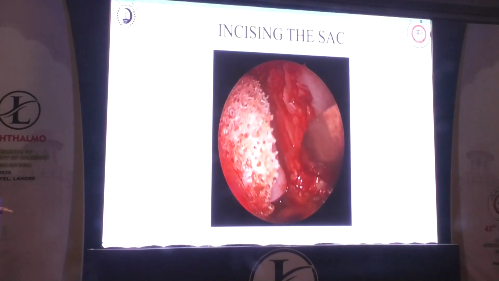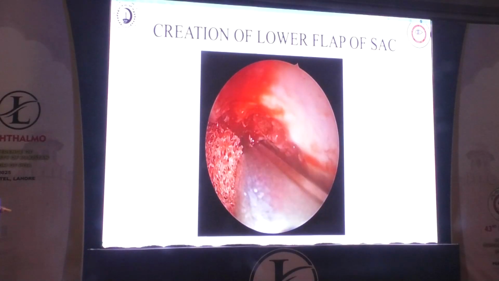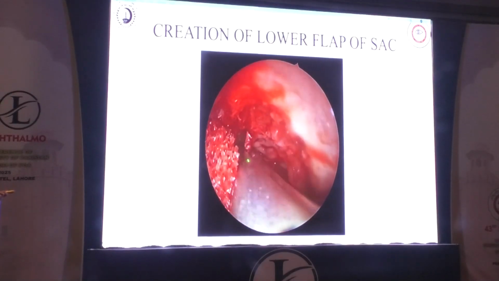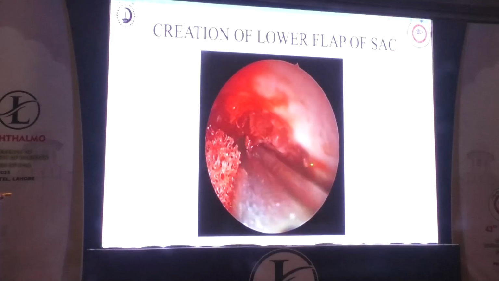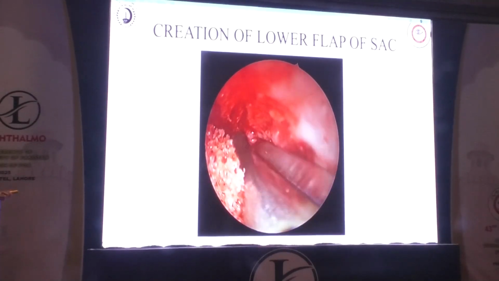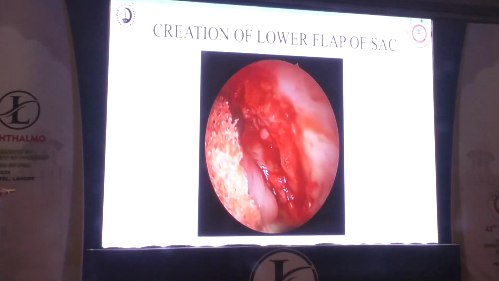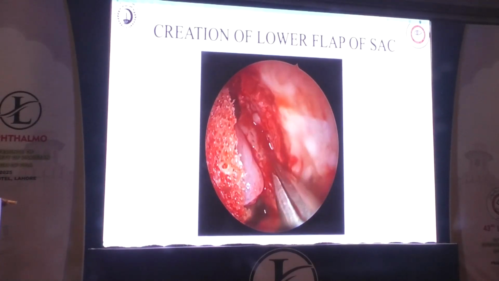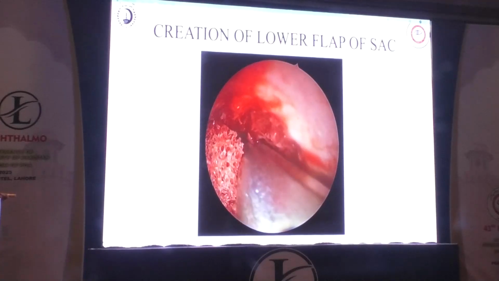And the next step is the creation of the lower flap. So these flaps are cut horizontally, and this is the lower flap, and this flap is placed on the nasal side of the nose, or you can say on the middle meatal region. And then the next step is the creation of the upper flap.